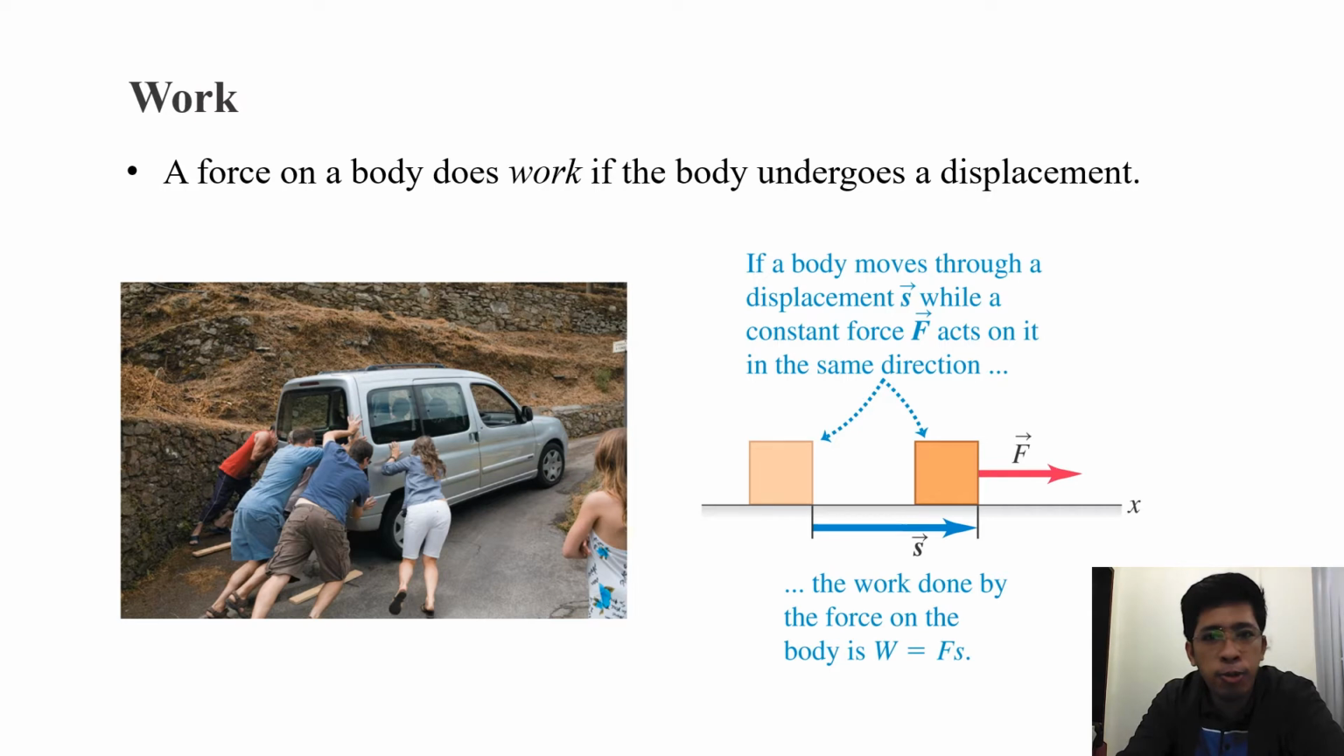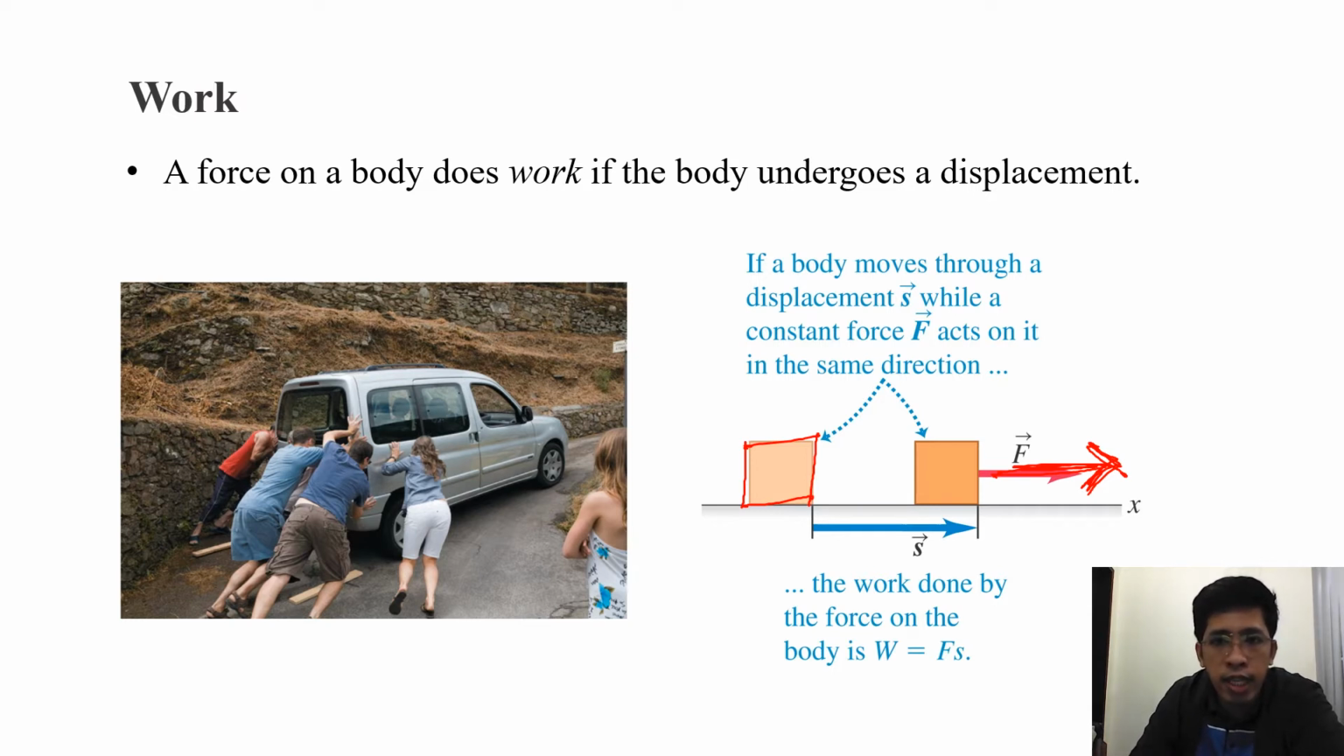So we now define work: a force on a body does work if the body undergoes a displacement. But again, of course, the force should have a component parallel or in the same direction as your displacement. So if a body moves through a displacement S while a constant force F acts on it in the same direction, like for example here, the box is initially located at this point, and then there's a force here, which you can say is maybe you're pulling the box or pushing the box, and then it moves some displacement S.